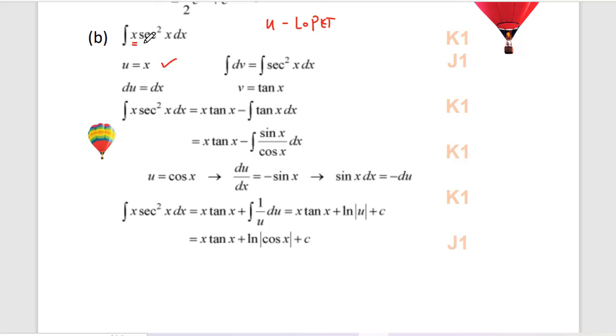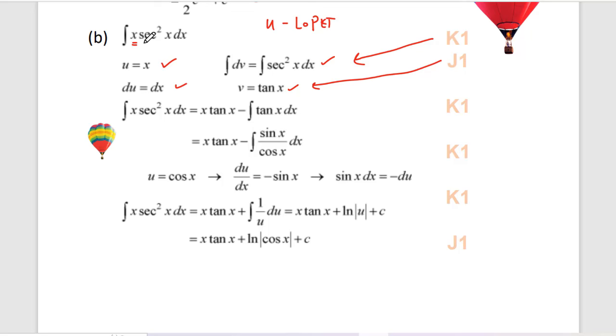So, kita let U equals to X. And then, dv tu adalah selain daripada X lah. So, kita ada secant square X dx. So, untuk dv kita akan integrate. So, this one awak differentiate dapat dx. Differentiate X dapat 1. So, du dx. So, du is equals to dx. So, this one kita integrate. So, integrate 1 with respect to v, dapat v equals to integrate secant square X, awak dapat tangent X. So, ini dapat v dia. So ini K1. Dan jawapan untuk du dan juga v ni dapat J1.